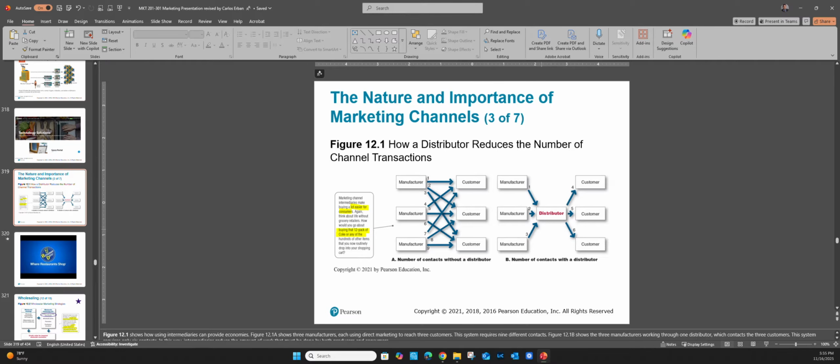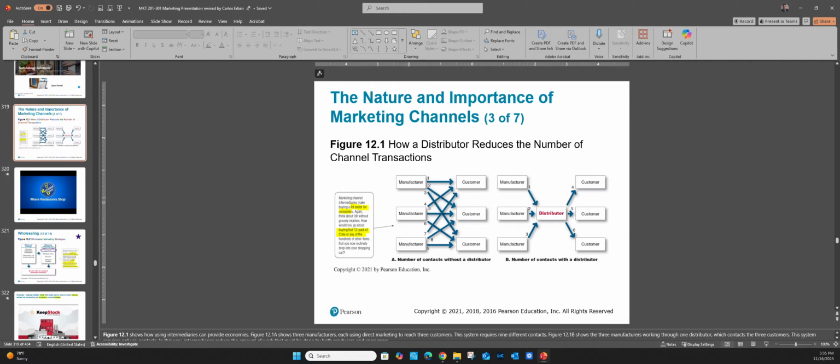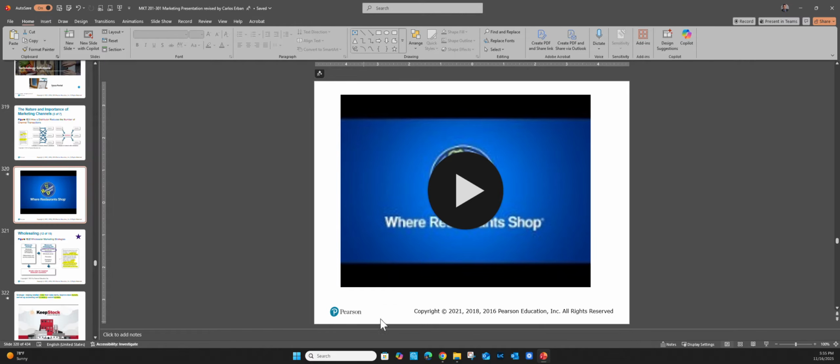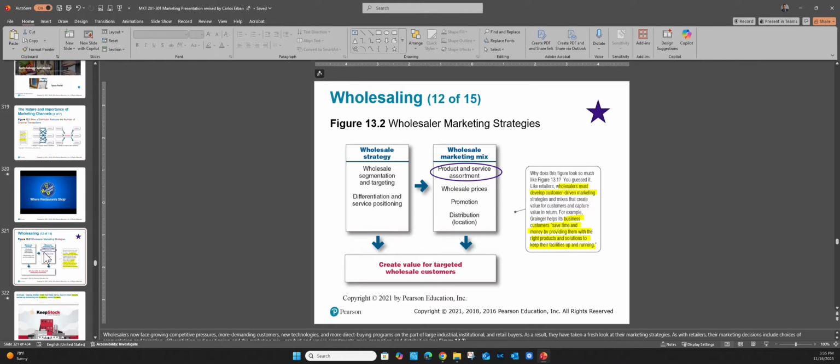But if you go through a distributor, then you have fewer touch points. So here we have the number of contacts without a distributor and with a distributor. And that's better for everybody. We talked about Restaurant Depot, a wholesaler for restaurants. So what do these wholesalers do? Well, wholesalers can help with the product, service, and assortment, promotions, distribution. Remember, wholesalers work directly with retailers. For example, in the case of gas station convenience stores, wholesalers would be a good way for me to buy small quantities. And those that are also distributors have a lot of information on how much product and which products I should carry.